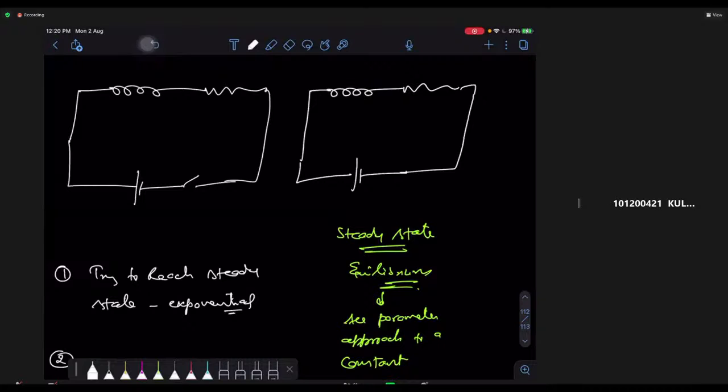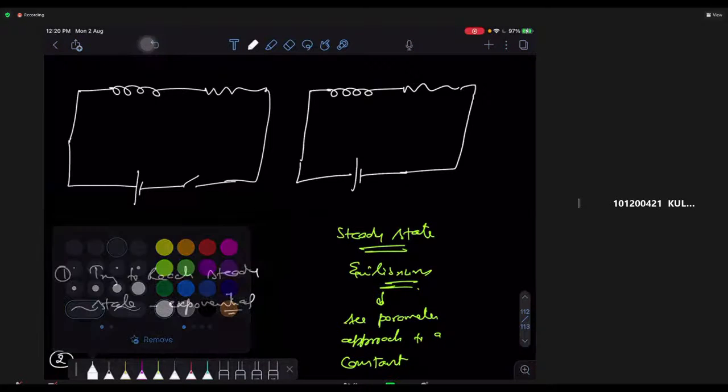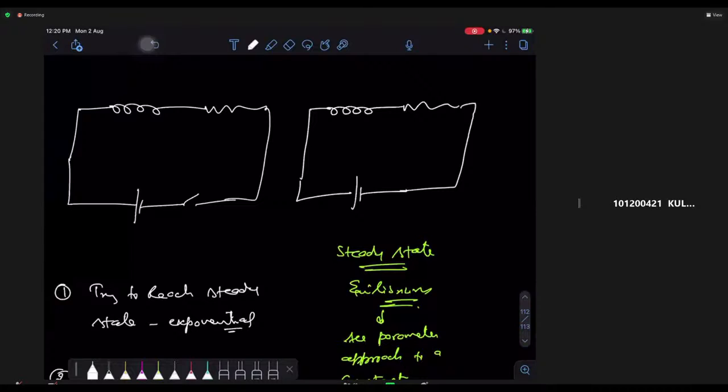So the moment here we have discussed in this case. In the exponential situation, what happened? The whole of the battery is going to drop across the resistor, and there is zero drop across the inductor. Zero drop means it is not opposing the current change.